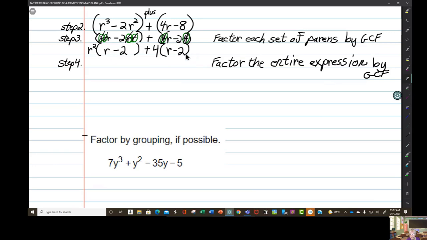Both sides contain parentheses R minus 2. Parentheses R minus 2 is now the GCF. So I pull out parentheses R minus 2 to the front. I go ahead and mark through it so I don't write it again. And then I write the leftovers, R squared plus 4.